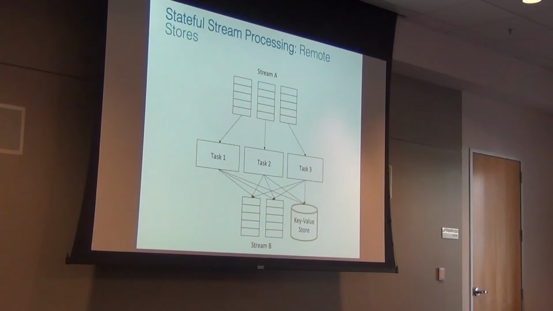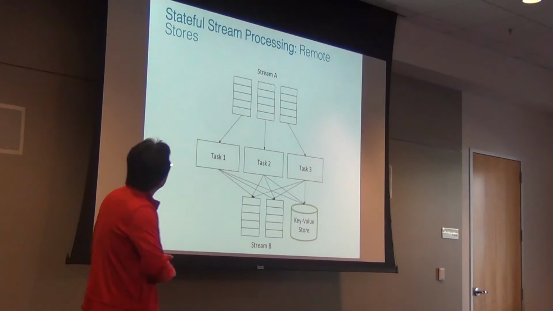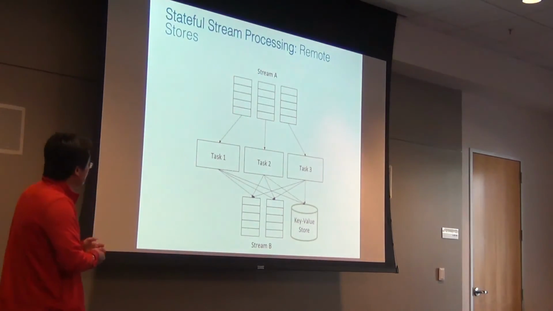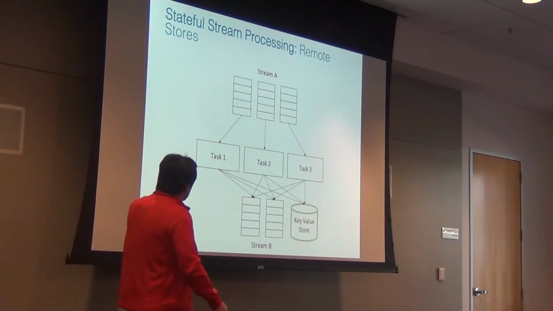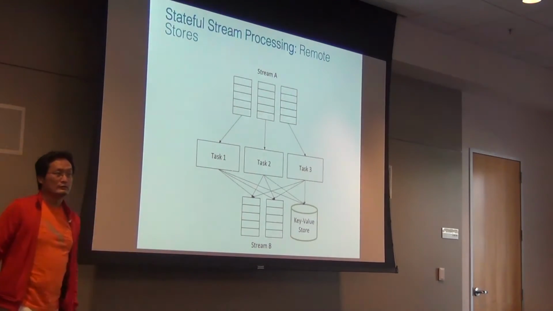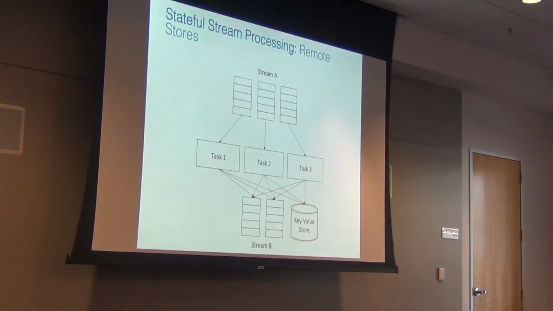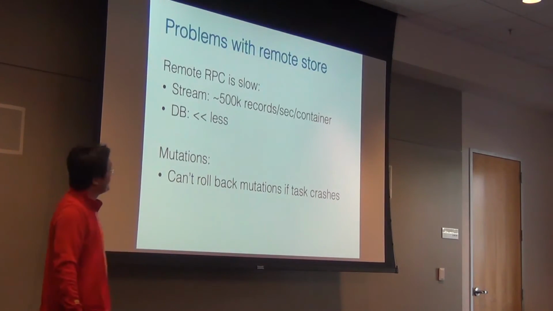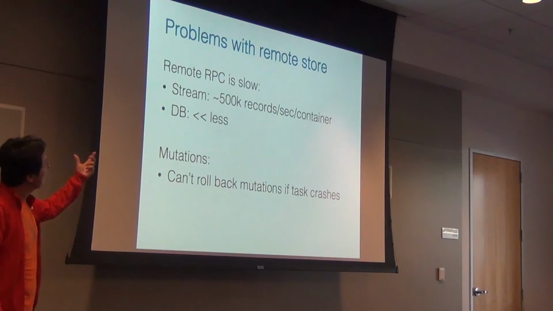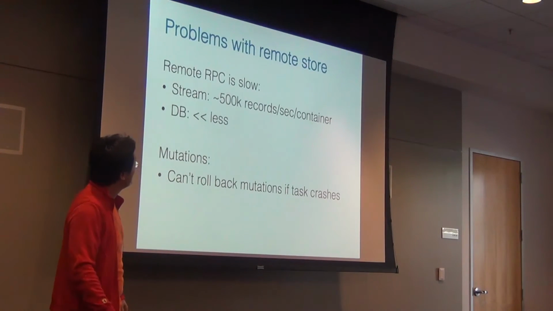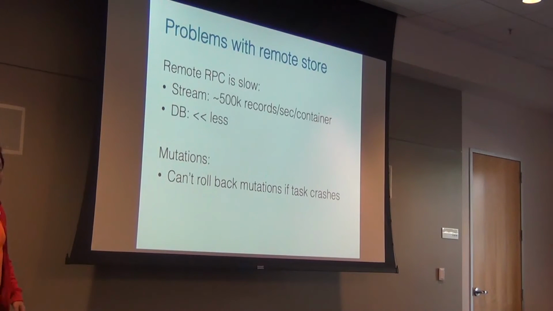There are two possible solutions in this distributed stream processing platform. One, you use a remote data store. This illustrates that: you keep all your state in a remote key value store, and all the tasks read and write from the remote data store. The problem with that is, first of all, remote RPC is really slow, and the typical incoming traffic for stream processing is roughly 500,000 requests per second, but the database throughput is much, much less.